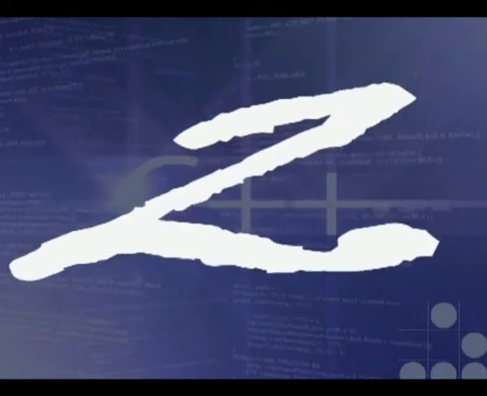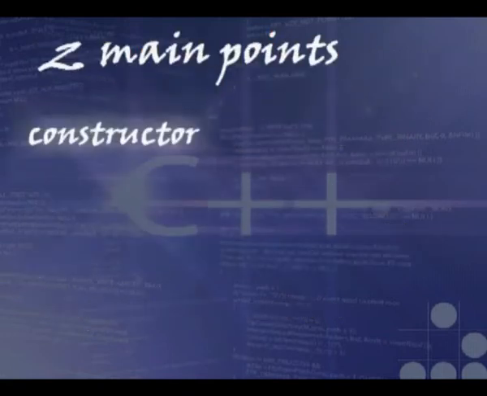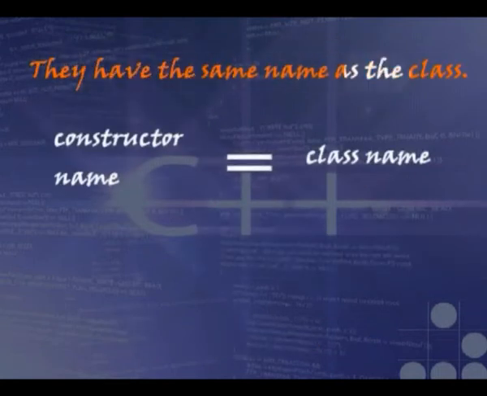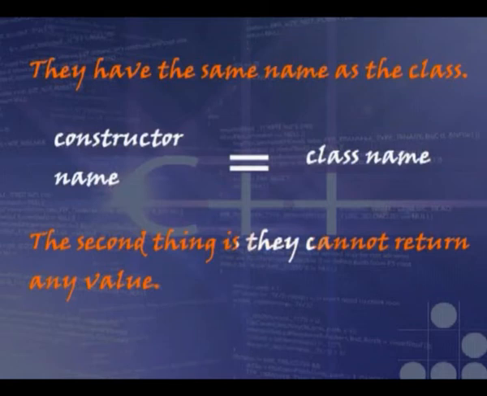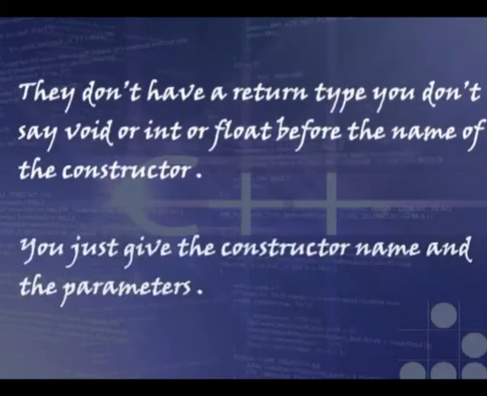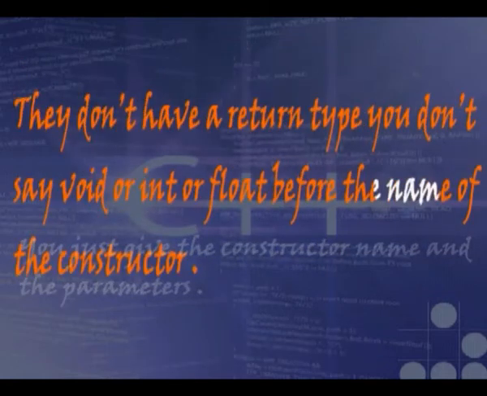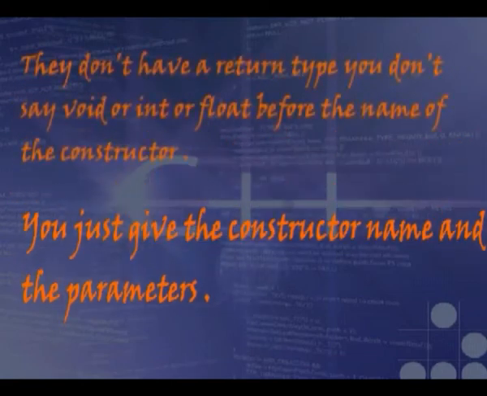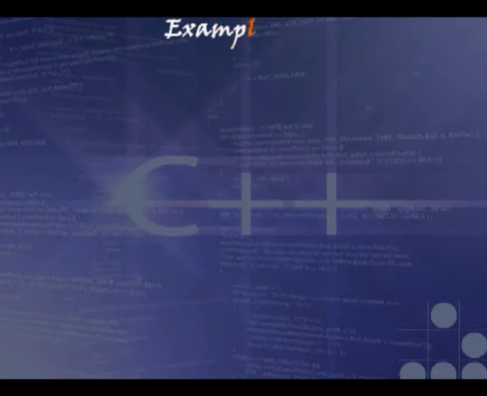So, the two main points in which these constructors differ from other normal functions is their name. They have the same name as the class. The second thing is they cannot return any value. They do not have a return type. You do not say void or integer or float before the name of the constructor. You just give the constructor name and the parameters. So, this is an example of how to declare constructors.